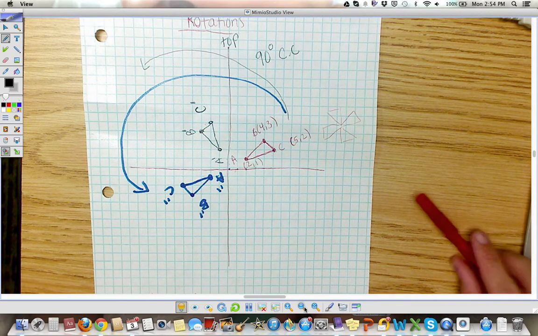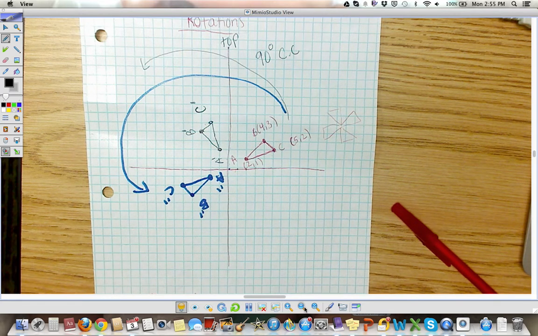So our last thing that we're going to do is we're going to rotate 270 degrees. So down here.